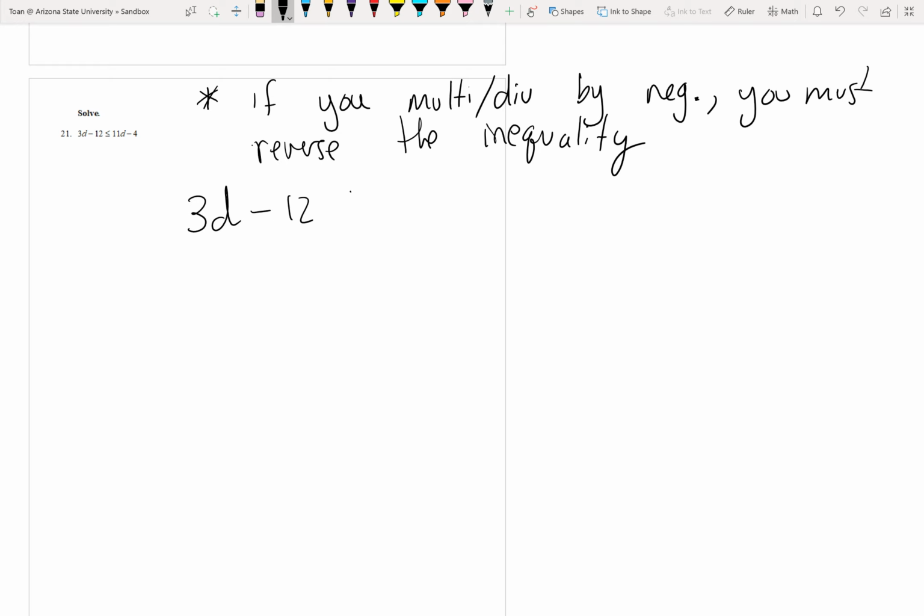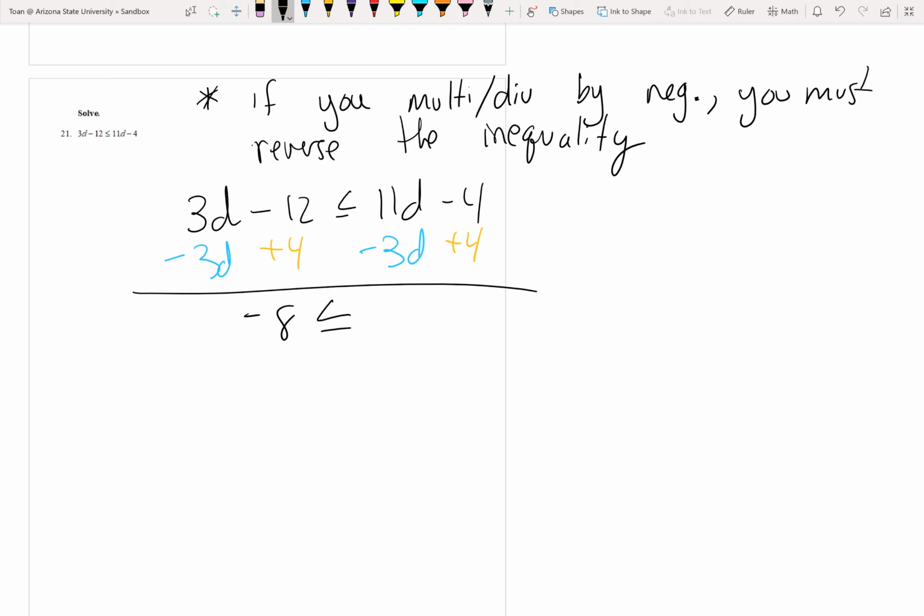3d minus 12 less than or equal to 11d minus 4. I like to keep the variable positive, so I'm going to go ahead and subtract the 3d over. And hopefully at the same time we can go ahead and add the 4 over. The reason why I'm doing that, of course, is by subtracting the 3d over, I've declared the variable will be on the right hand side, so we're going to move both constants to the left. This gives us negative 8 less than or equal to 8d.